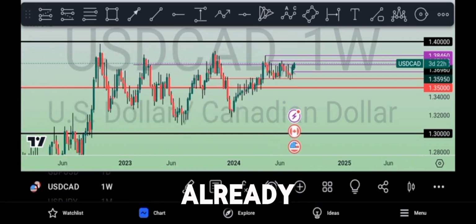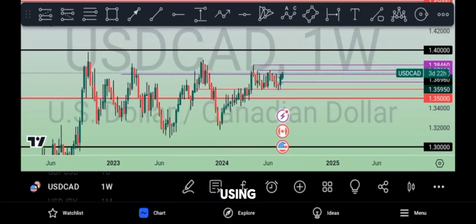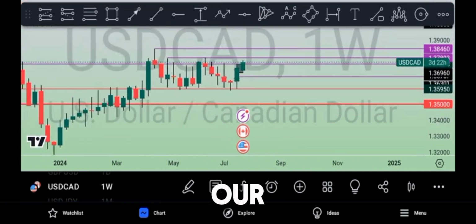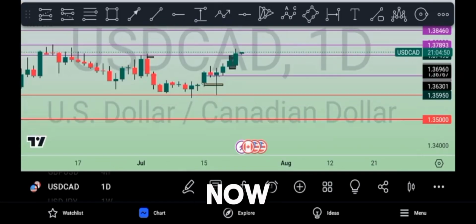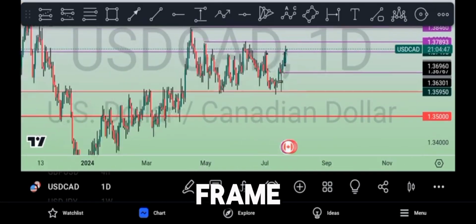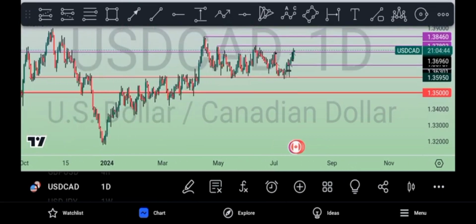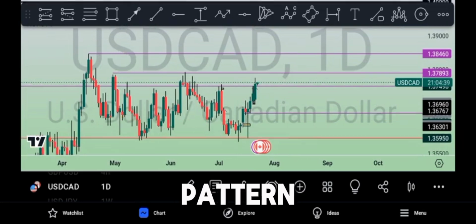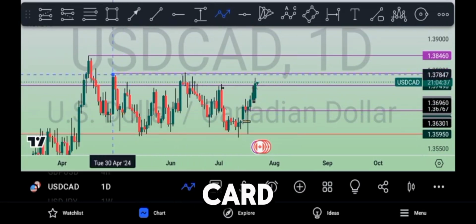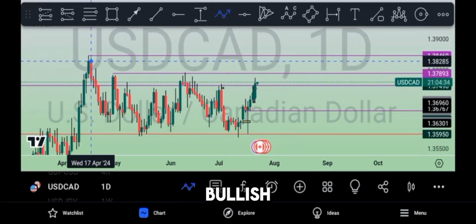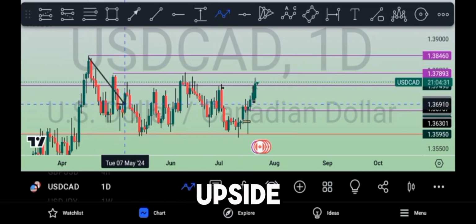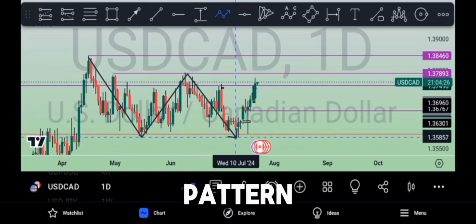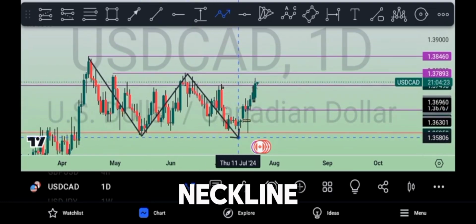Understanding what this market is already doing, or has already done, using our past data, we will now scale down to our lower time frame. Now I'm scaling to the daily time frame. On the daily time frame, we can clearly see that this is a W pattern, and USD CAD is looking pretty much bullish to the upside. This is a W pattern, and the market is already approaching the neckline of the pattern.